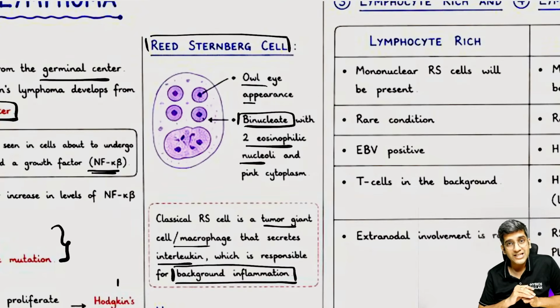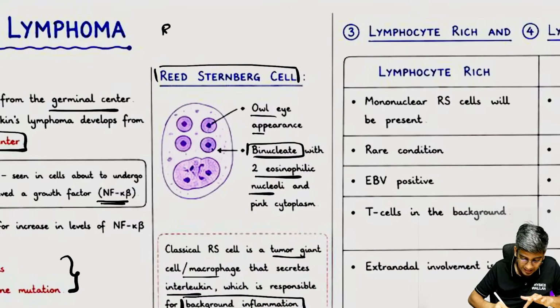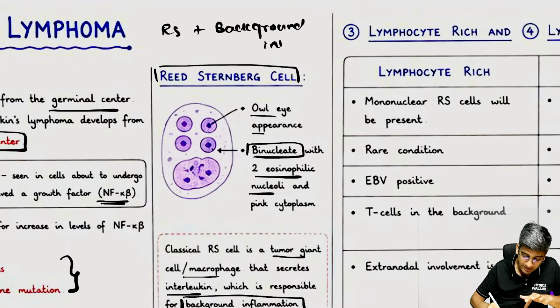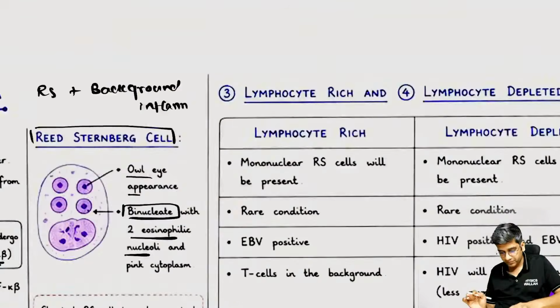Diagnosis is not just the RS cell. The diagnostic point is RS cell plus background inflammation. Without background inflammation, I cannot diagnose Hodgkin's lymphoma. That is very, very important for diagnosis. Fine. That's one.